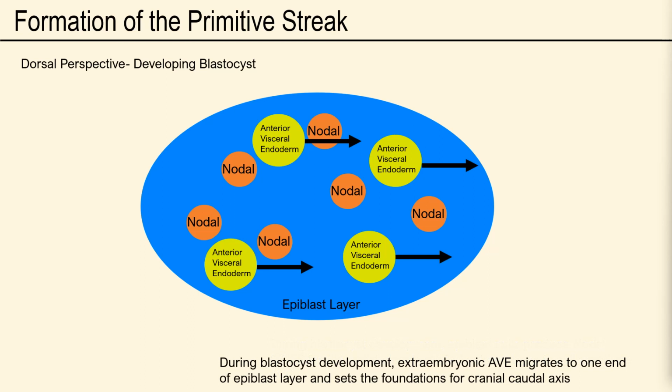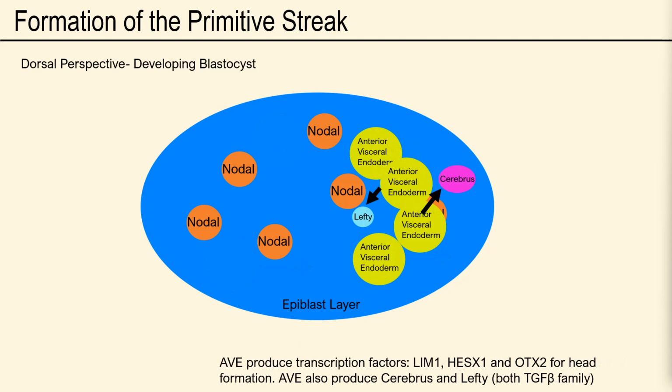By the blastocyst stage, the dorsoventral axis is determined, and cells that are destined to form the anterior visceral endoderm, AVE, migrate towards the head region. At this bilaminar disc stage, cells in the AVE express genes essential for head formation. These include transcription factors OTX2, LIM1, and HESX1, and secrete factors, cerberus and lefty, which inhibit nodal activity.